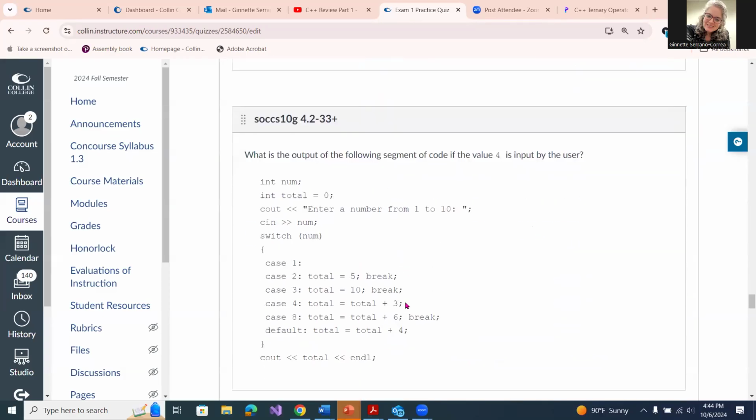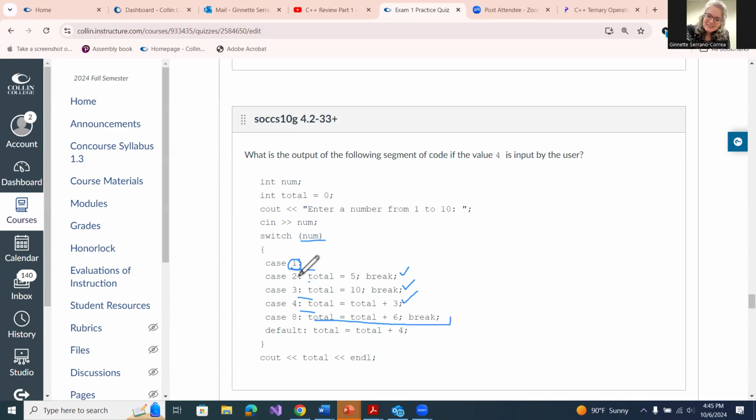Okay, here we're looking at a switch statement. Switches cause a lot of issues for students. They get confused. So the first thing that you want to notice in the switch statement is that there are no breaks. There's not a break, no break, no break. That means if the user enters a 1 for num, it's going to do this, this, this, and it will do this and then break at this point.